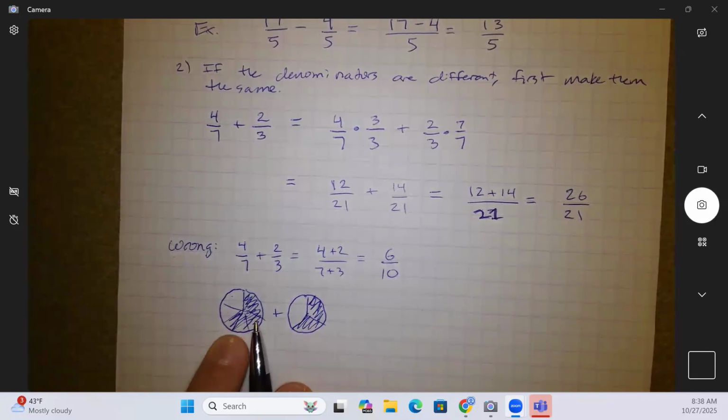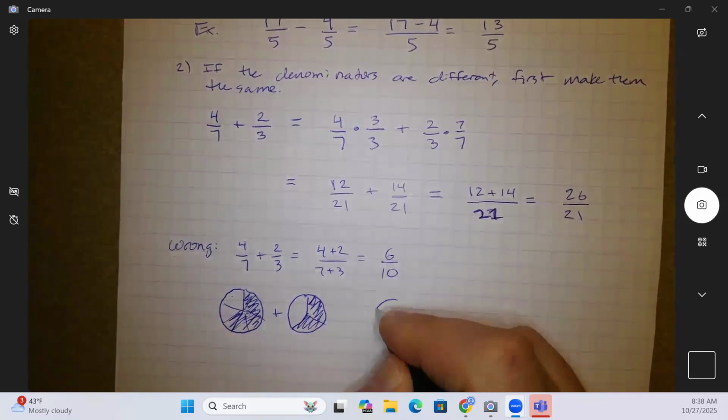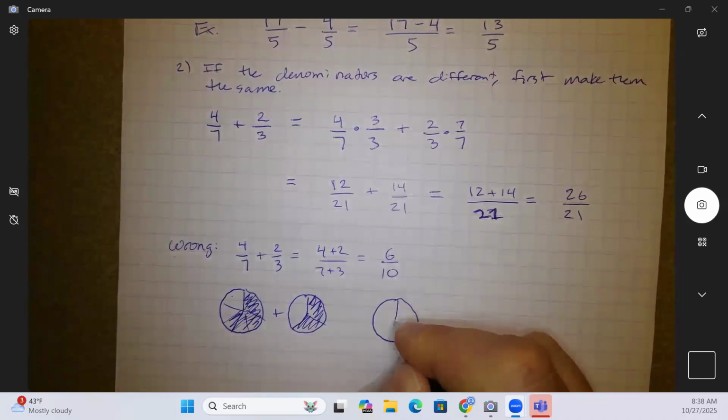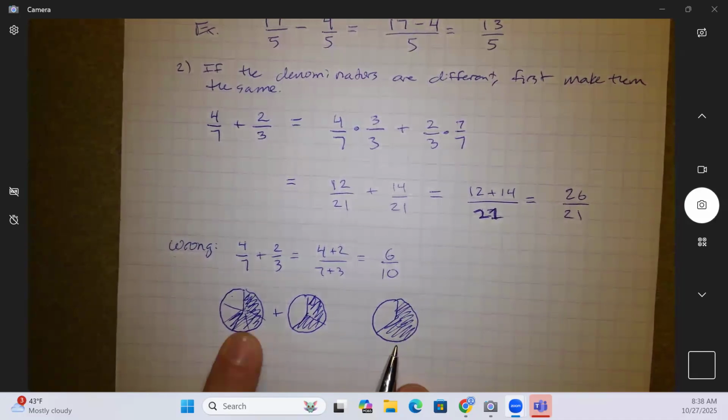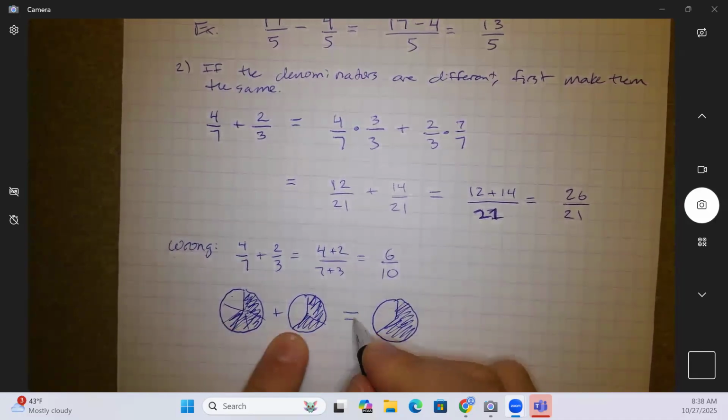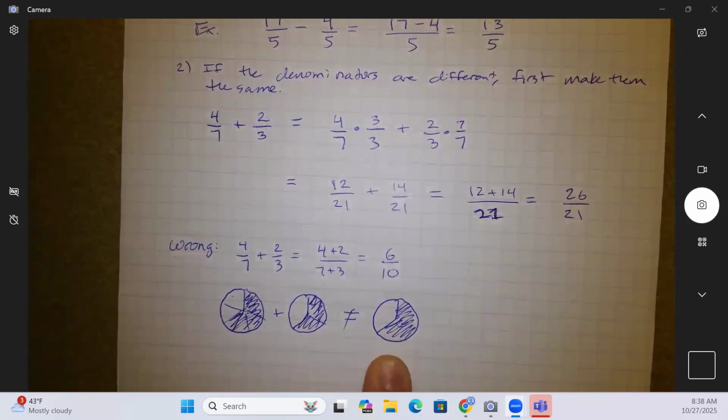When I put these together, I'm definitely going to have more than a whole circle, right? Because I got more than half a circle and more than half a circle. But 6/10, that's only like that much. All right, that's simply not possible. I can't take more than half a circle, add it to more than half a circle, and get only a little bit more than half a circle. So this is wrong.